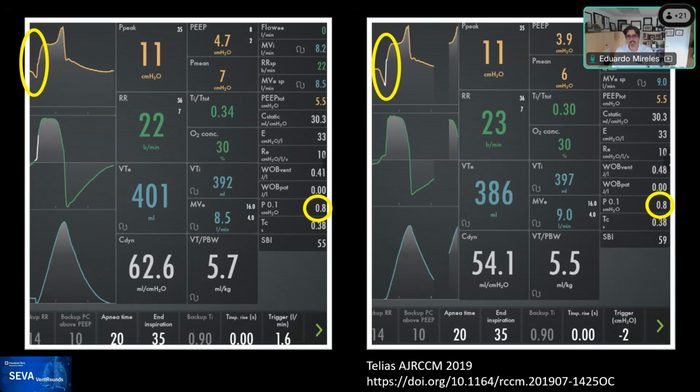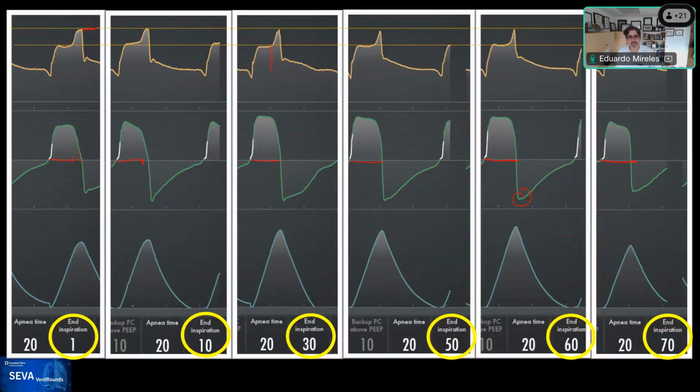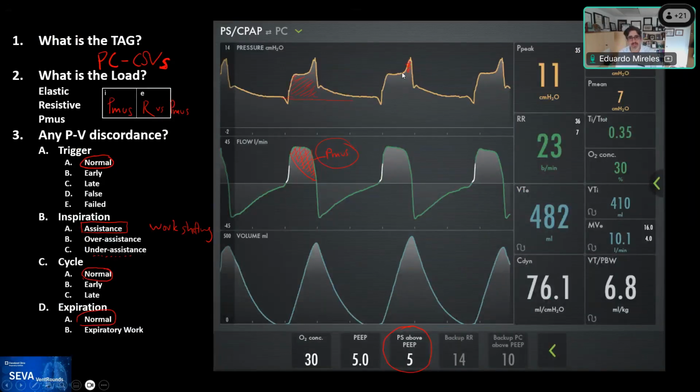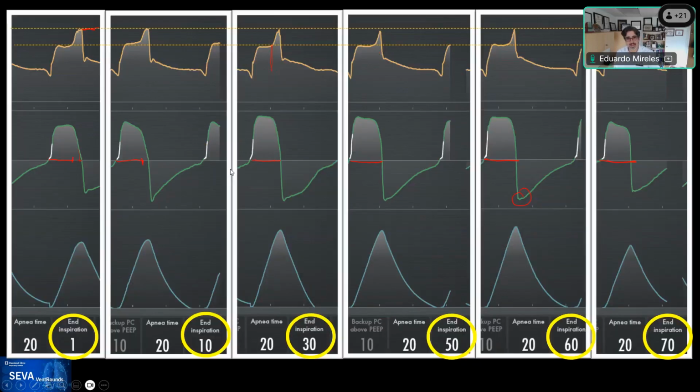So with that, thank you very much for your attendance. I hope that this triggered a lot of thoughts in your mind of how we can assess these patients and what other work we can do to improve how we describe synchrony and assistance on our patients.